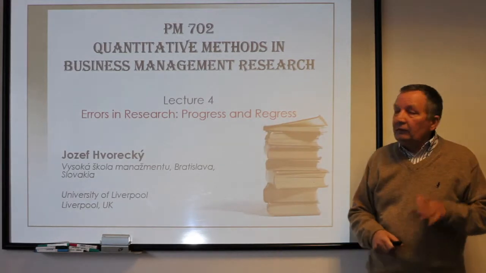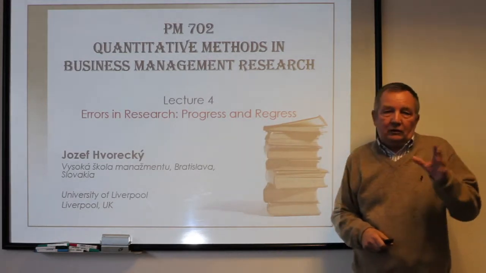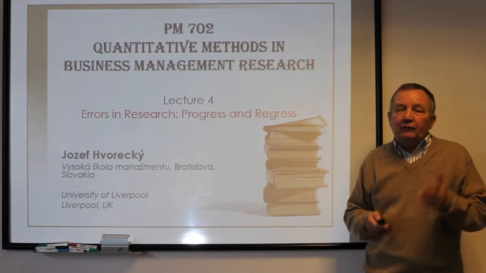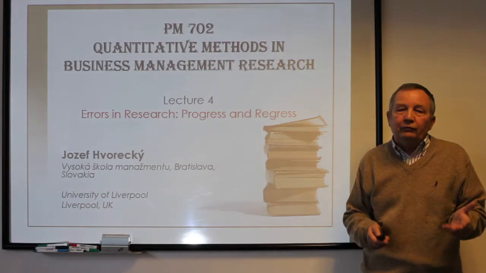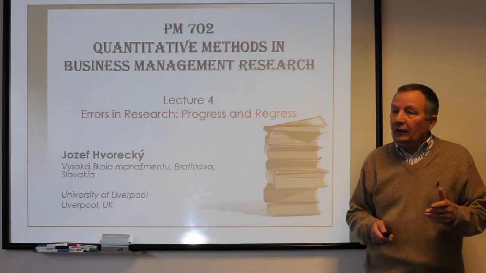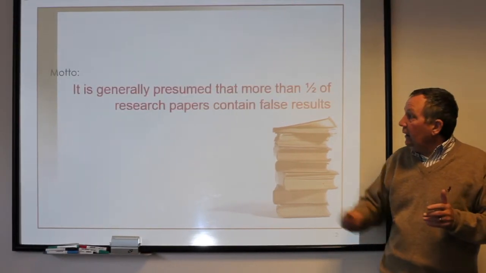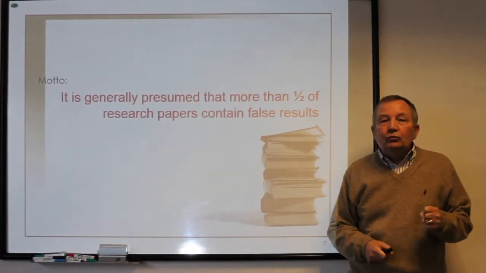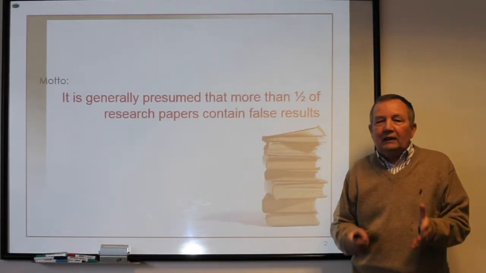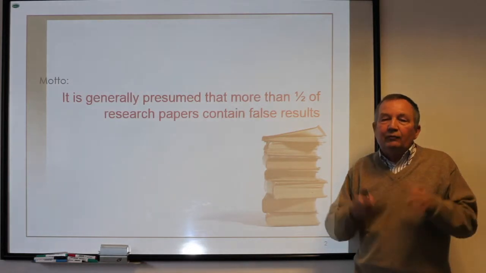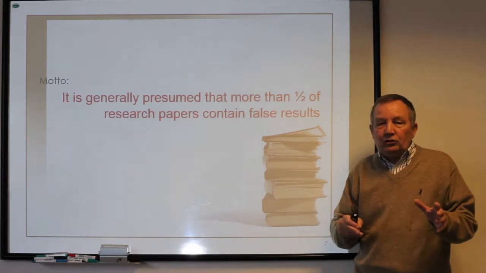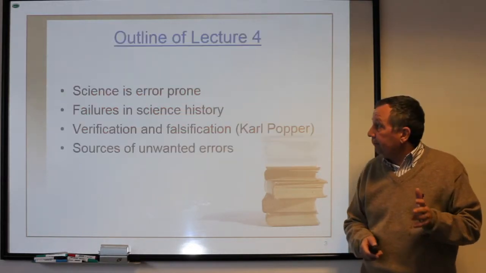Today I will speak about errors in research, because we are human and we make mistakes. The problem is that we also have to find methods to resolve them and explain the role of errors in our research. In fact, it's generally presumed that about half of research results are false, wrong results, and it's very difficult to reduce this number for various reasons. I will mention some of those today.